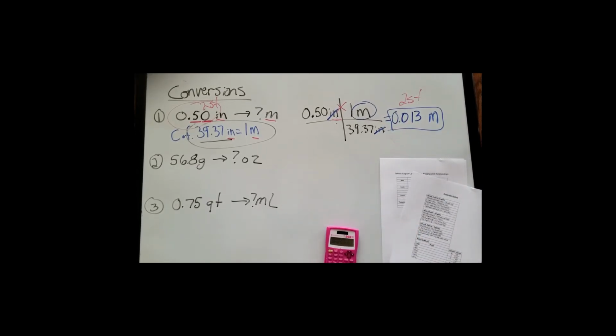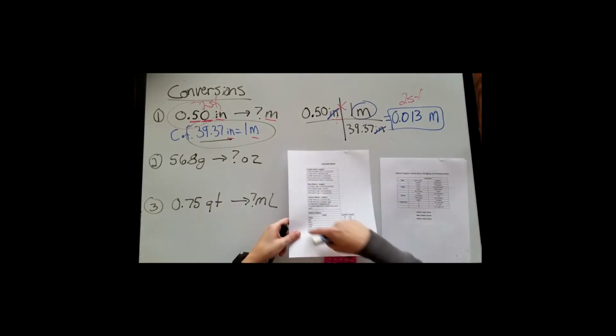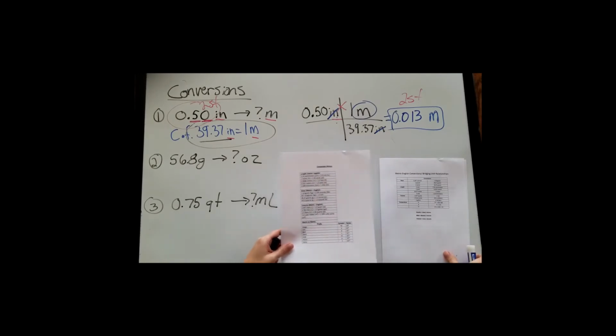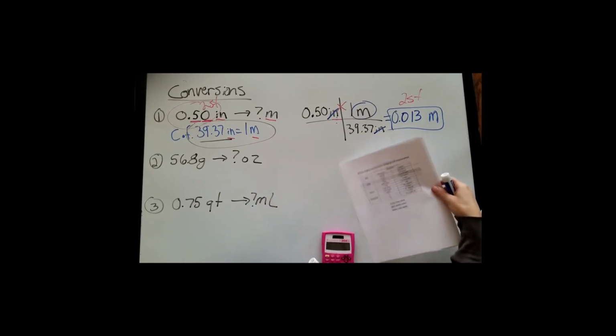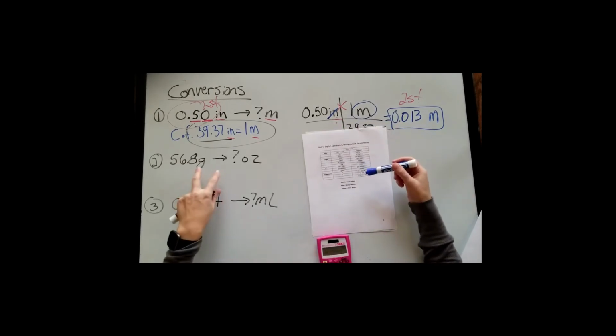So the next one, we're looking at mass, right? Grams, ounces, those are mass amounts. Grams is metric, ounces is English. So we are once again using the English to metric conversion factors. We're going to look in the mass section. So let's see, I'm looking for grams and ounces.